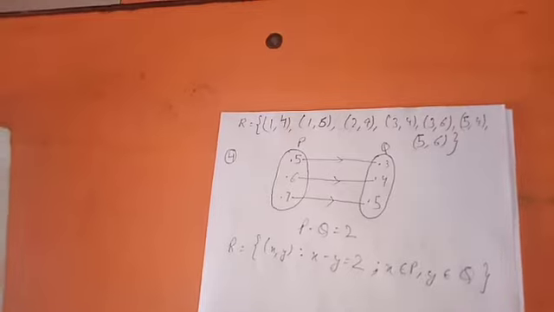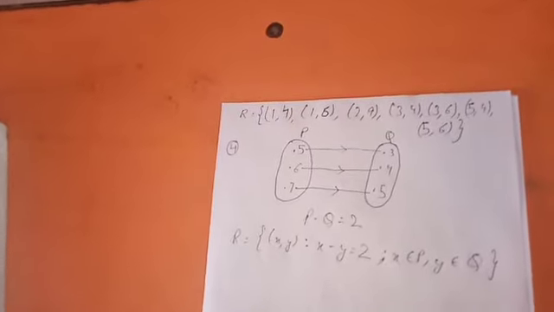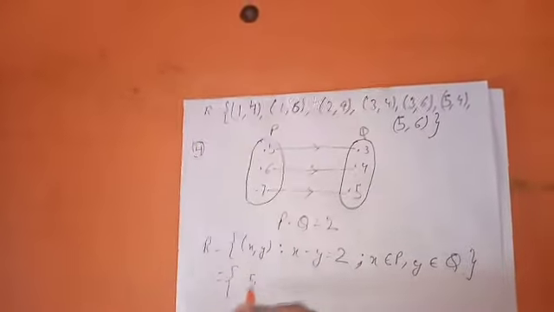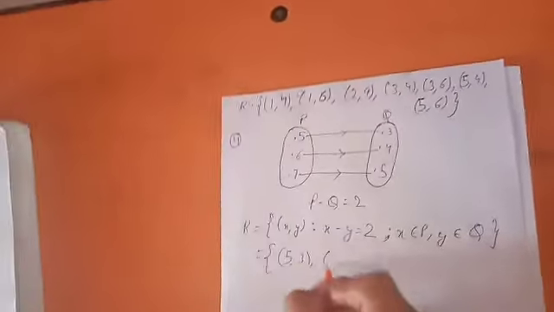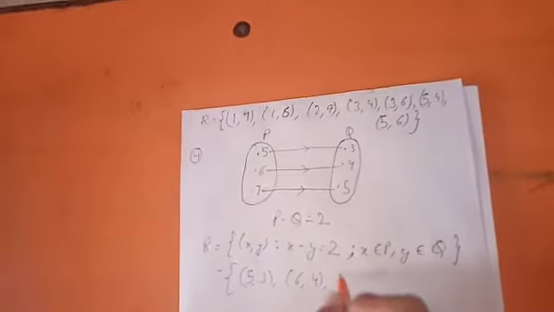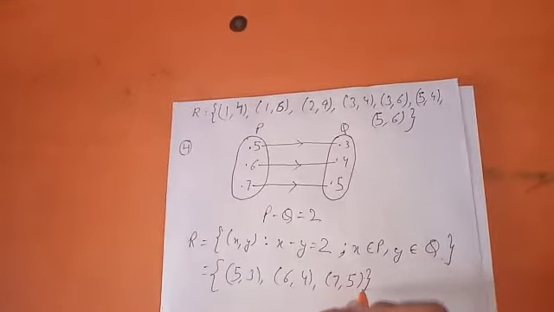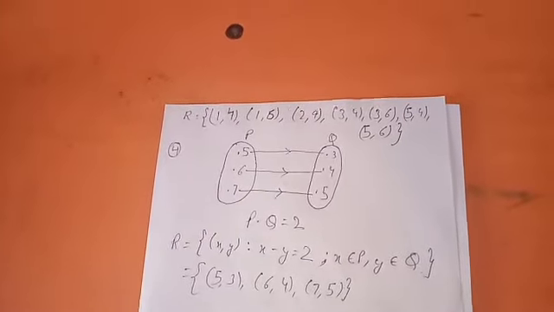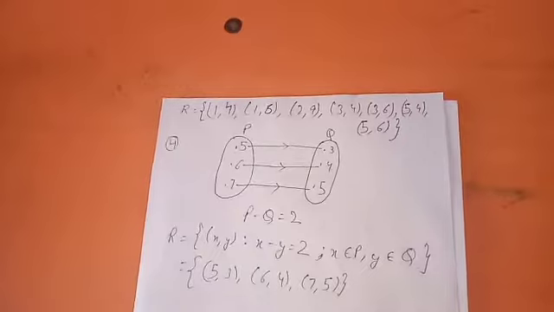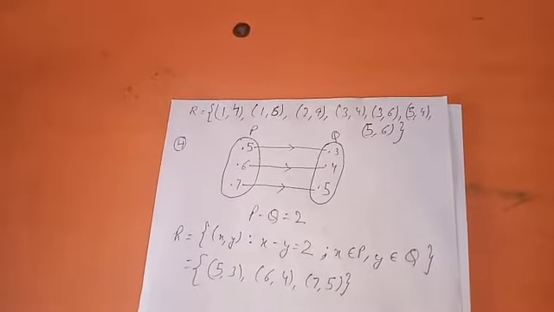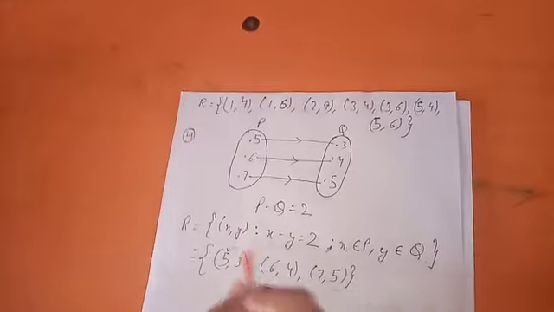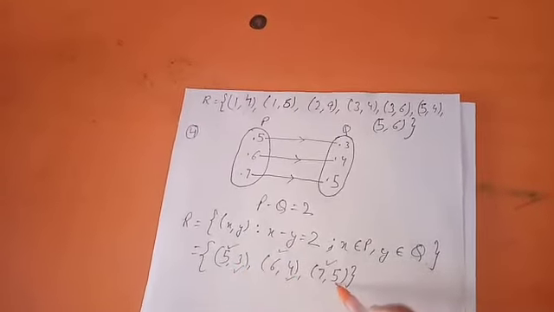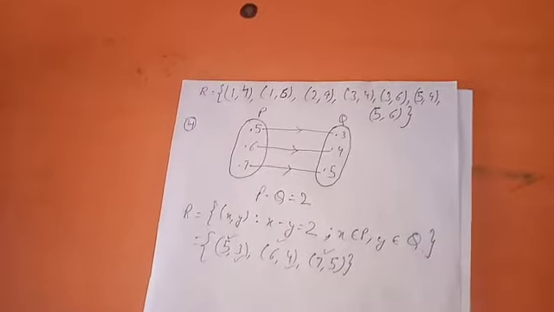It is our set builder form, and in roster form how do we write? It will be (5, 3), (6, 4), (7, 5). It is the roster form. And now we can write the domain and range using this. Our domain will be 5, 6 and 7, and our range will be 3, 4 and 5.